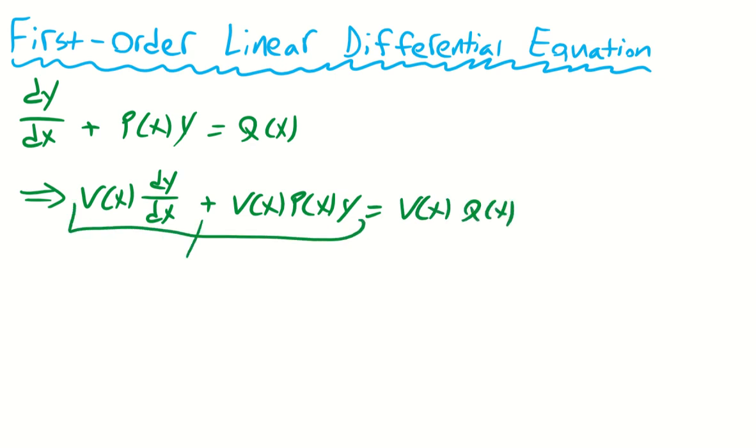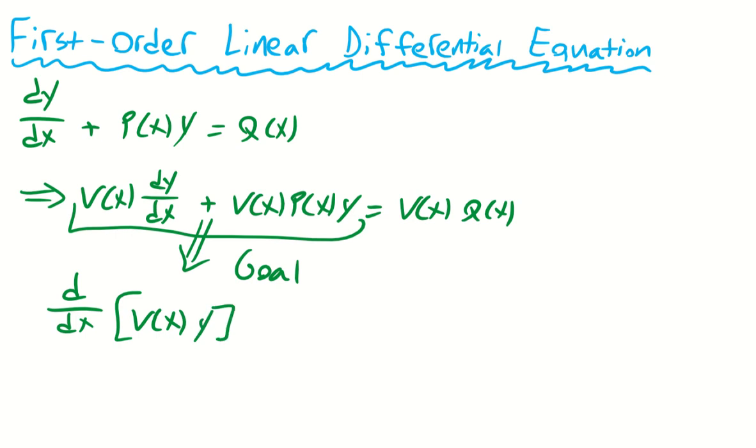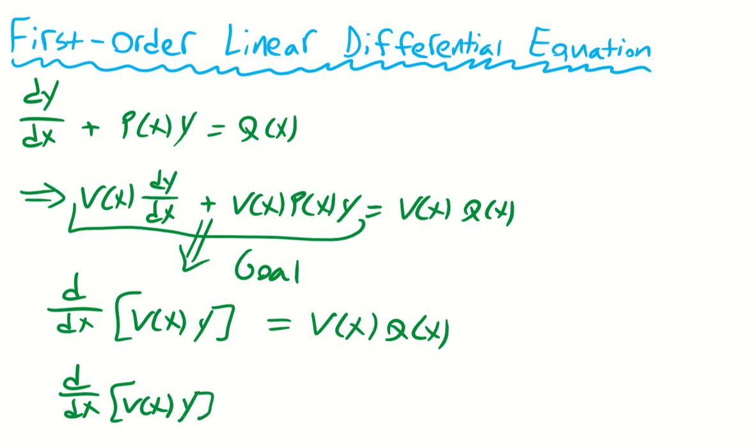We have a goal. What we want to do is to transform that left-hand side into the derivative of the product v of x times y. In other words, we want d/dx of v of x times y. And the right-hand side is just v of x times q of x. Because if we can do that, we can then anti-differentiate both sides. We have d/dx of v of x y. We can anti-differentiate that. And we can anti-differentiate the right-hand side, v of x q of x. It's also with respect to x.